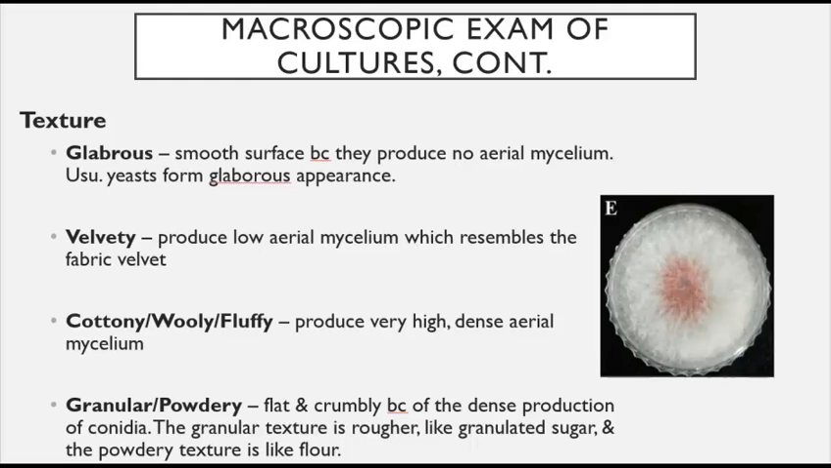Velvety colonies produce low aerial mycelium, which resembles a fabric like velvet. Cottony or woolly or fluffy colonies produce very high, dense aerial mycelium. Granular or powdery colonies are flat and crumbly because of the dense population of conidia. The granular texture is rougher, like granulated sugar, and the powdery texture is more like flour.